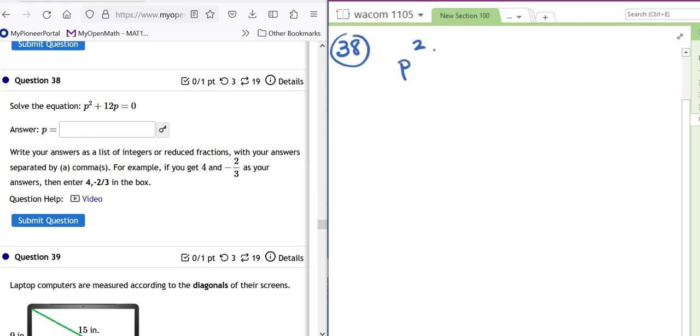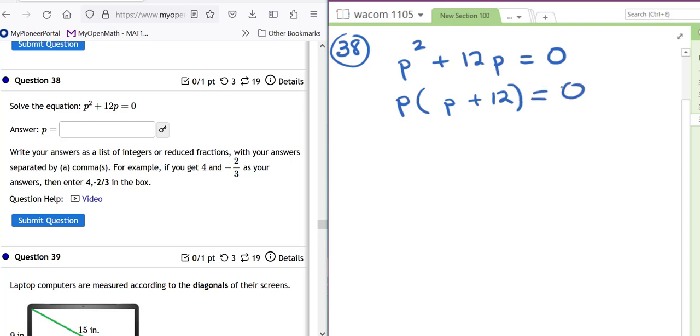So p squared plus 12p equals 0. And it is a quadratic equation. It has the equals and it has an exponent of 2. So you make sure you have the 0. We do. And on this side, we need a factor. The only kind of factoring we can do right here is a GCF. There is a p in both of those. So we'll take a p out, and that will leave us p plus 12.